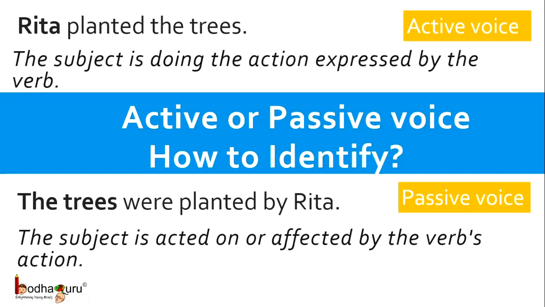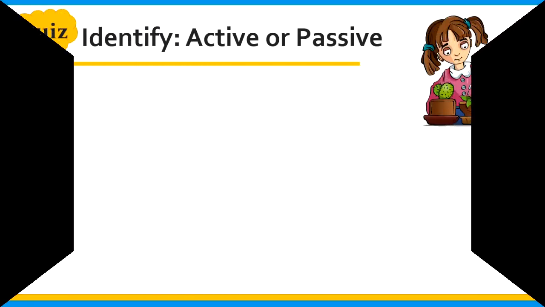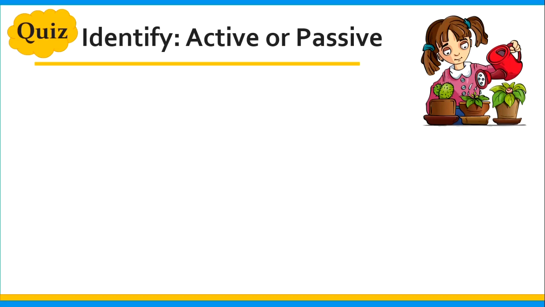Why passive? Because the subject in this case is passive. That is, it is not active and it is not performing any action. Instead, it is the receiver of the action. So always remember that. Now, let's take a quick quiz to test our understanding.